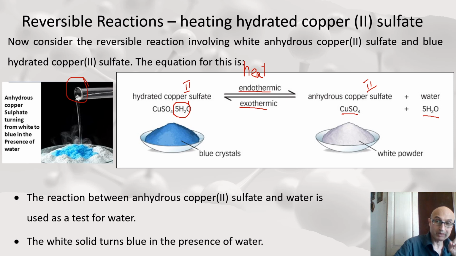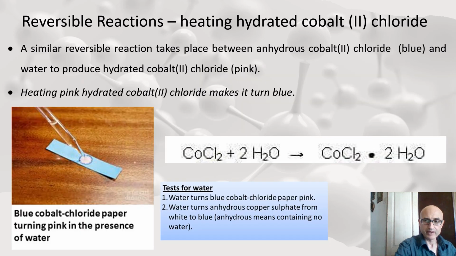Let's now go on to the next slide, where we'll be talking of a very similar chemical reaction, but this time with hydrated cobalt 2 chloride. A very similar reaction to the one we have just discussed of hydrated copper 2 sulfate is the one relating to cobalt 2 chloride. Now, this is actually used as a test for water, as also can the copper 2 sulfate be used, okay?